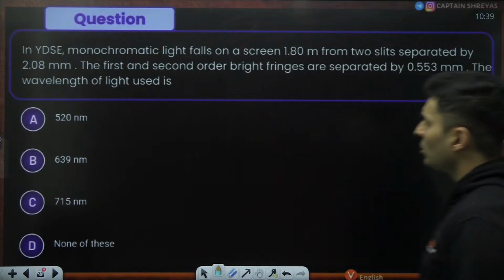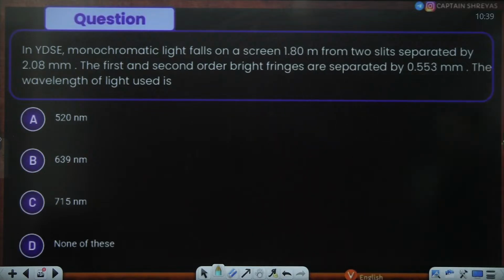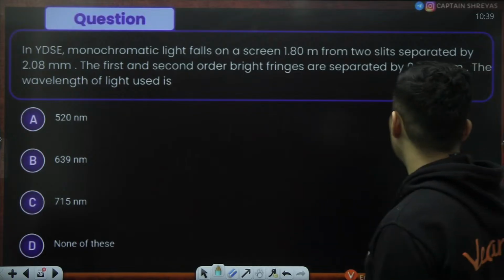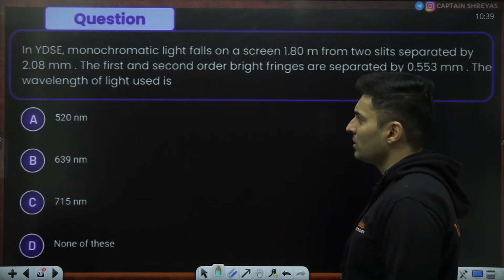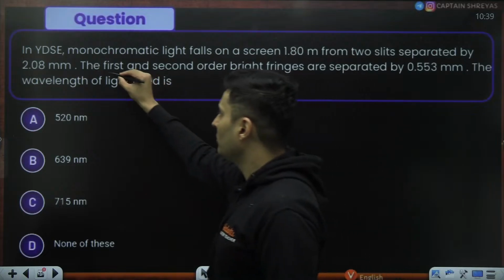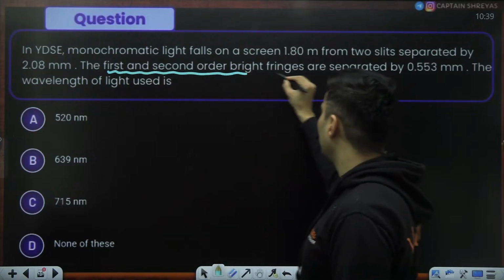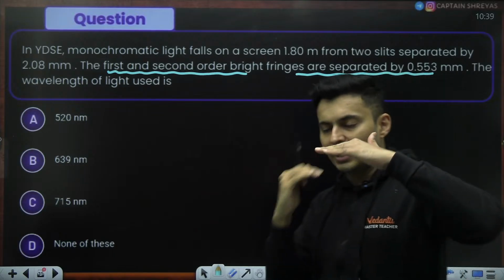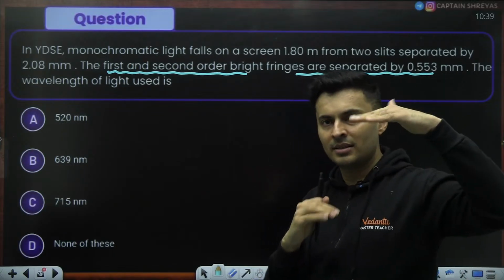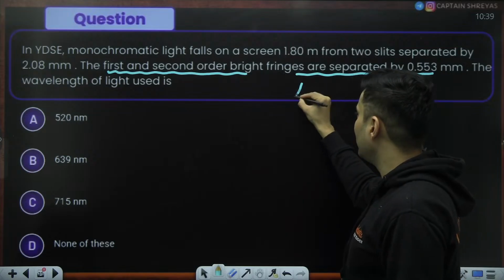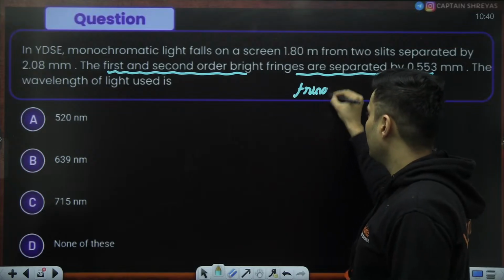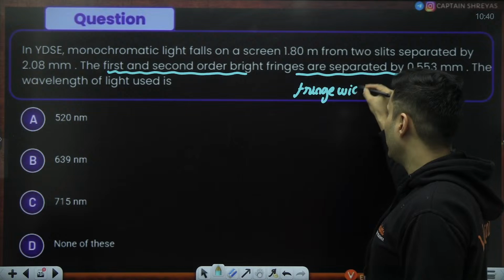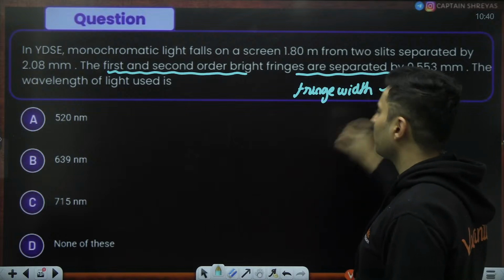In YDSC, monochromatic light falls on a screen, two slits separated by this much. The first and the second order bright fringe are separated this much, the wavelength of the light used. First, understand what is the meaning of the first and the second order is separated by this much. It means between the second maxima and third maxima, this is the distance, which is basically the fringe width. So fringe width is already given to me.